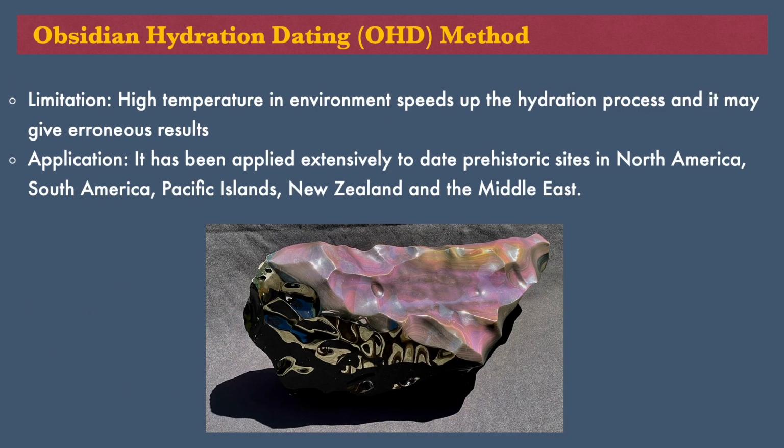The datable range for the obsidian hydration method is up to 200,000 years. If the artifacts made of obsidian have been discovered from a place where the mean temperature is high, the dating results might be erroneous. The obsidian hydration dating method has been extensively used in prehistoric sites in North America, South America, Pacific Islands, New Zealand and the Middle East.